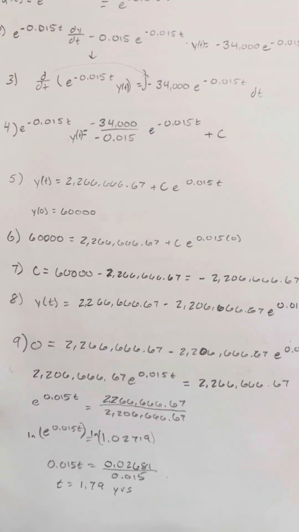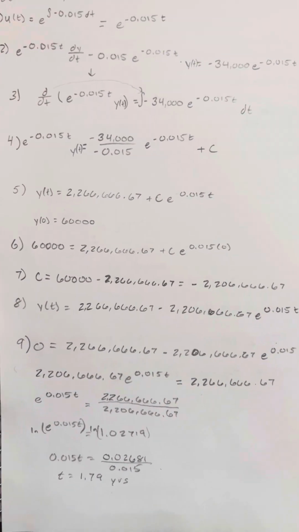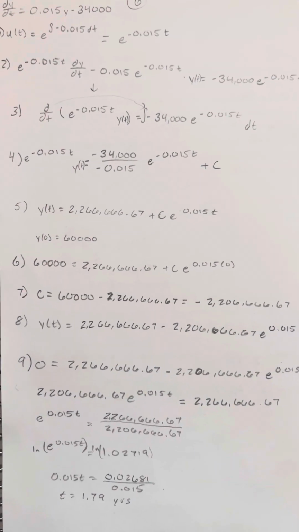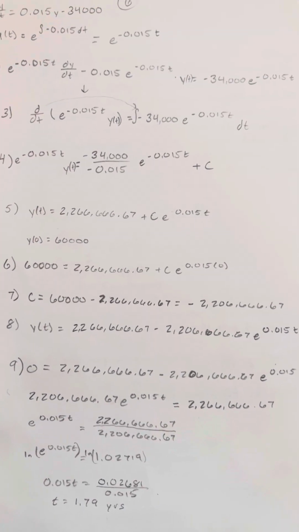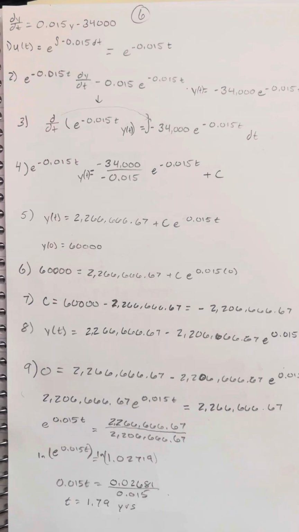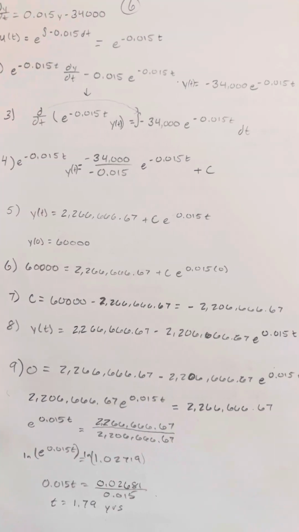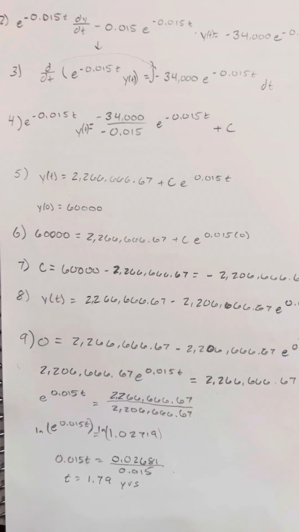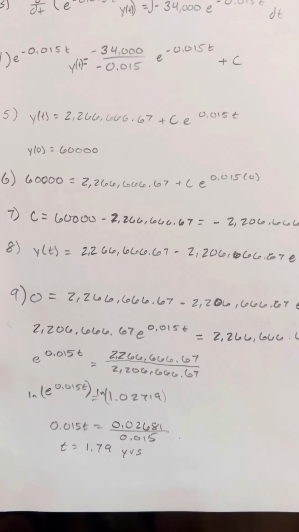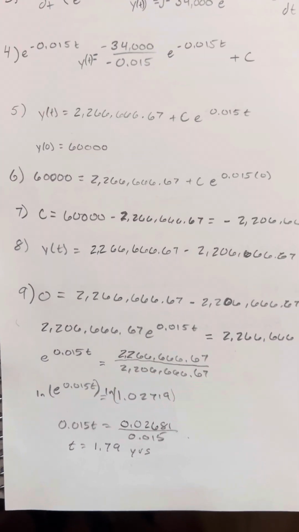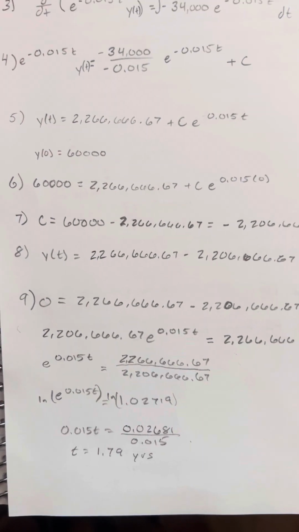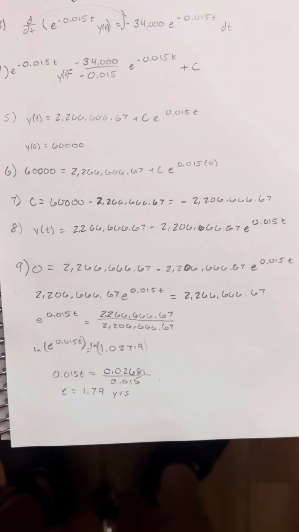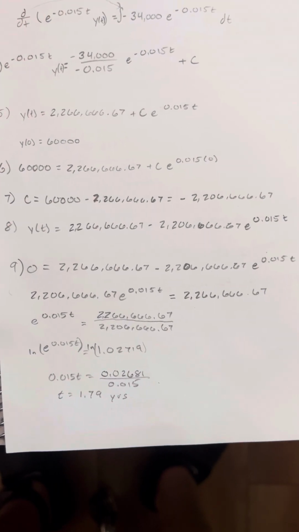$2,266,666.67 plus the constant, or the arbitrary constant, times e raised to 0.015t, where the initial condition is $60,000. So we set the initial condition for 0 time, which is 60,000, and for the t is 0.